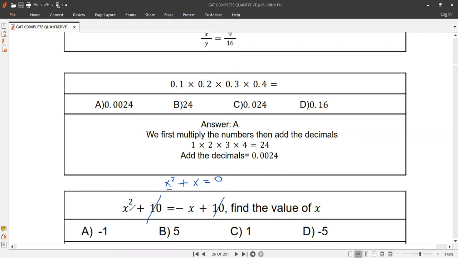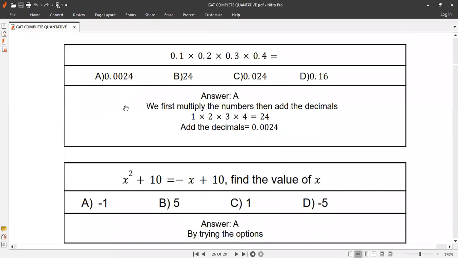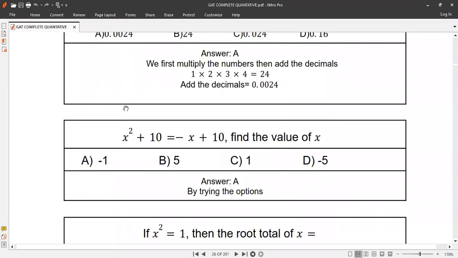Or I try the choices. If I put negative 1 power 2 equals 1 plus negative 1 equals 0. So it works. The first choice works. So the answer is negative 1 by trying the options.